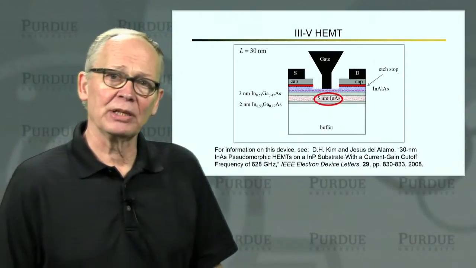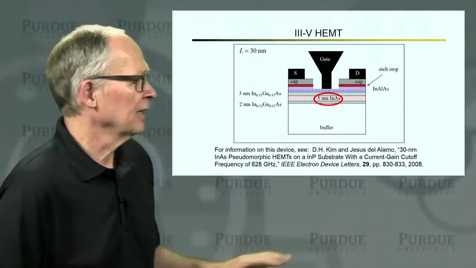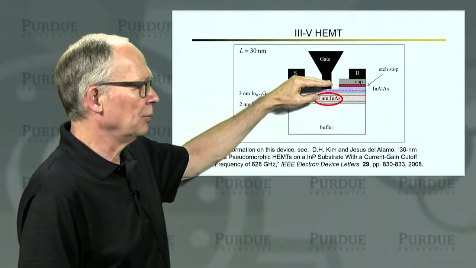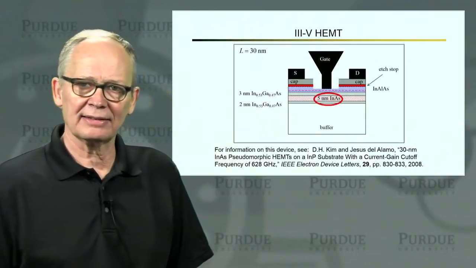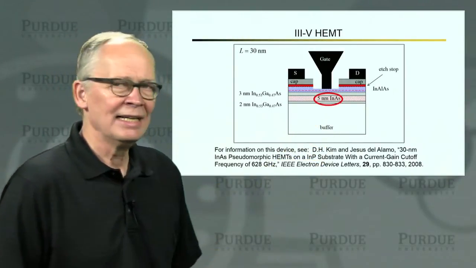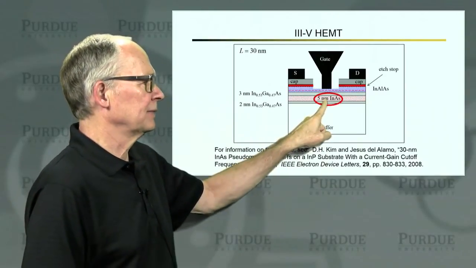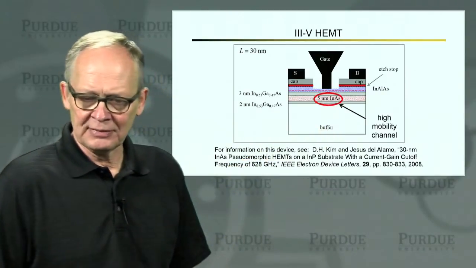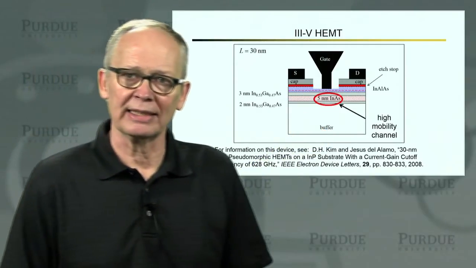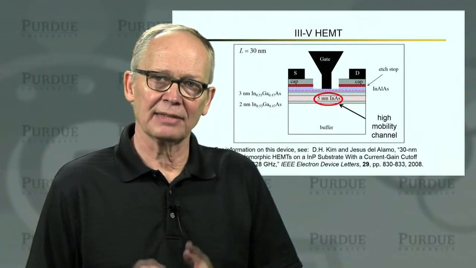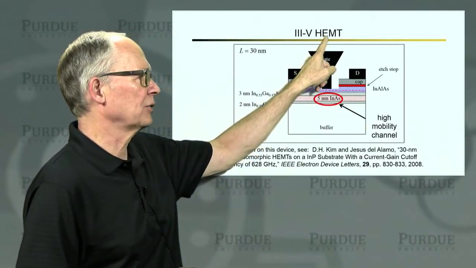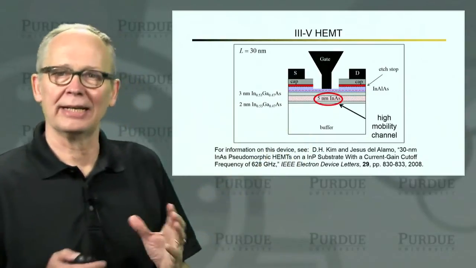Now, we will also be looking at III-V HEMTs. So the device structure is a little more complicated. It consists of a number of layers that are grown epitaxially on a semi-insulating substrate. The key part is this indium arsenide channel. And that indium arsenide channel has a very high electron mobility. It has a very light effective mass and a very high mobility. That's why this transistor is called a high electron mobility transistor. That's what HEMT stands for.